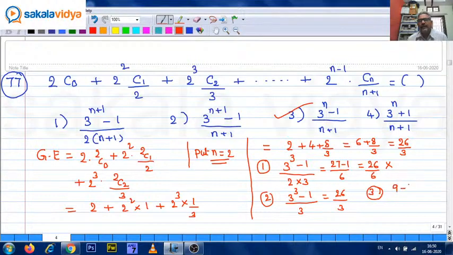3 square is 9 minus 1 by 3, 8 by 3. So that means the second option is the right option. Not the third option. Yes, the second option is the correct option. Absolutely correct.